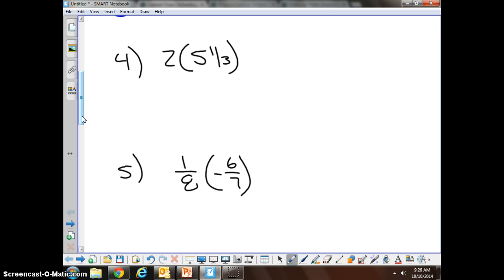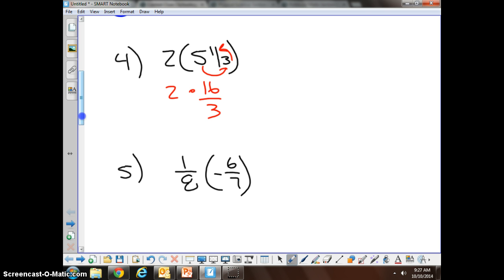Number 4 would be an example of a multiplication problem that you are going to have to be able to work out. We have 2 times 5 and 1/3. You cannot ever multiply a mixed number. Matter of fact, anytime you're doing any math, in my class anyways, with a mixed number, you need to automatically convert it to an improper fraction. So in this case, we are going to take the number 2, and we're not going to multiply it by 5 and 1/3. We're going to multiply it by 16/3 because of your around the world rule that you now know.